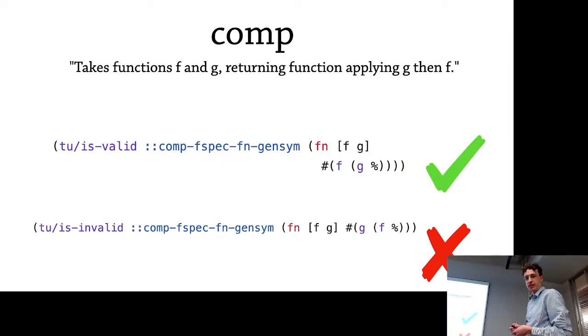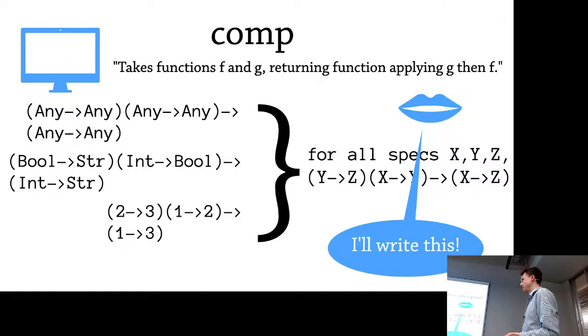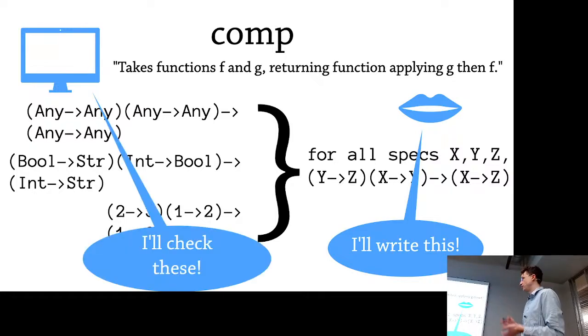All right, so what are we left with? We're left with the user being able to write this and enable the computer to check all these, essentially allowing the computer to help us see if we actually implement this spec correctly.